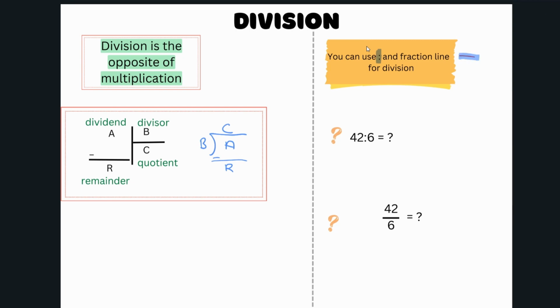Here we have 42 divided by 6. You can just write it here like this if you want to. 6 goes into 42 7 times. 7 times 6 is 42. The remainder is 0. Usually our goal in division is to get the remainder to 0, but we will see other cases where it's not 0. So the answer here is 7. Same goes here, it's the exact same thing. 42 divided by 6 is 7.